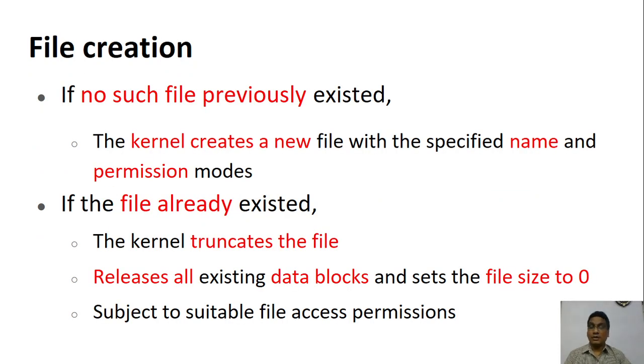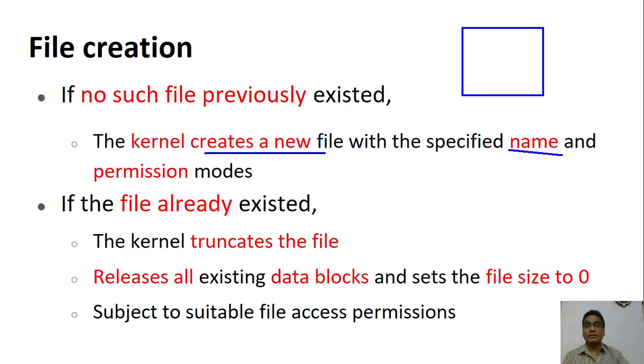Now the next question comes, how does the Linux or the Unix system create the file? Now when we call the creat function, if the file does not exist in the file system, the kernel is going to create a new file with the name that you have specified and with the specified permission.